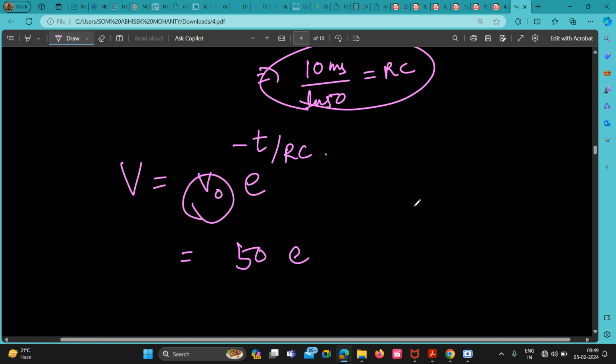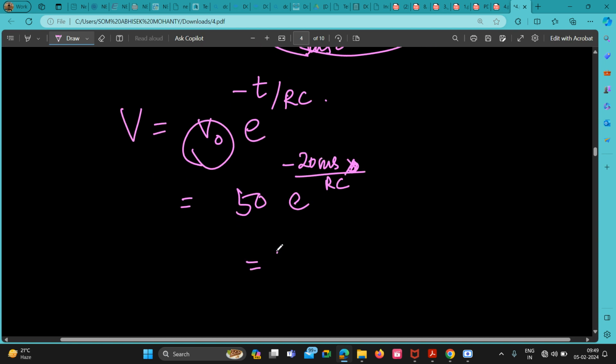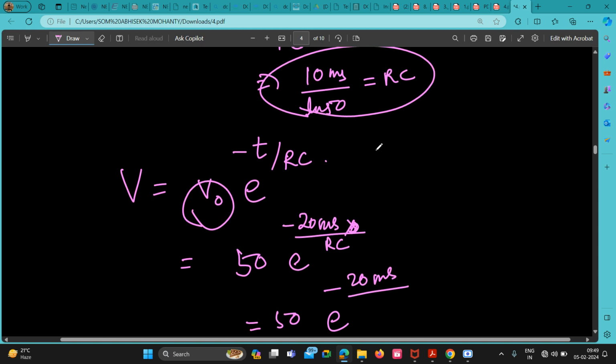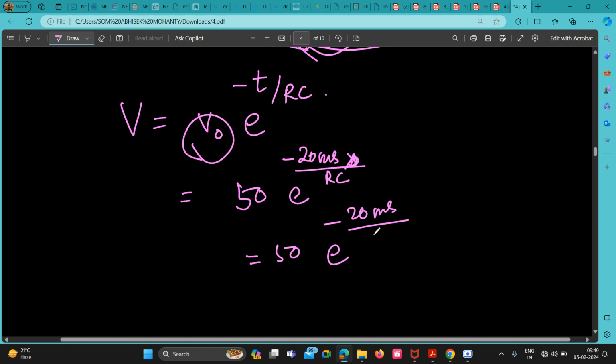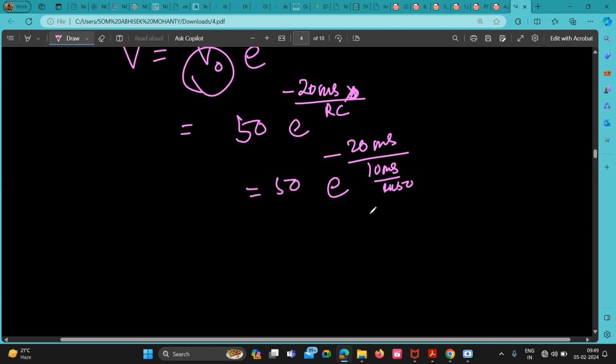50 into e to the power minus t by RC. Minus t is minus 20 millisecond in this case into 1 by RC. What is RC? RC is 10 millisecond by ln 50, so I can put it here. So 50 e to the power, millisecond cancels, 10 and 10 gives 2, and ln 50 goes up since it is divided. So minus 2 into ln 50.